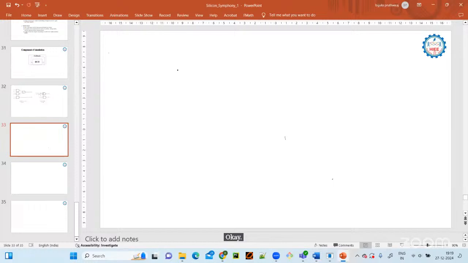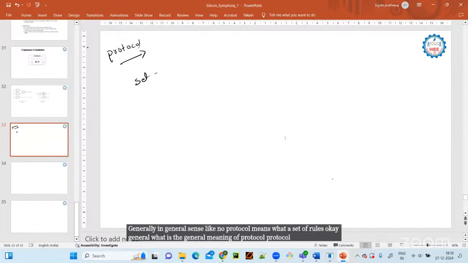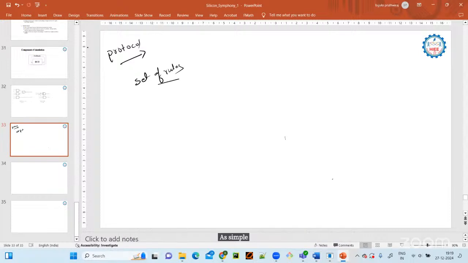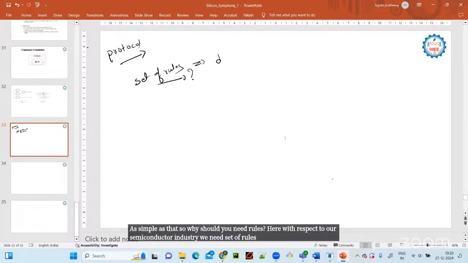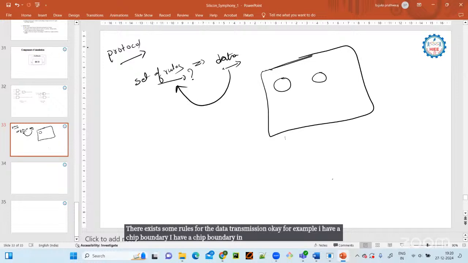So what is a protocol? In the general sense, protocol means a set of rules. What is the general meaning of protocol? Protocol is nothing but some set of rules, as simple as that. So why do you need rules? With respect to our semiconductor industry, we need a set of rules to transmit data. If you want to do data transmission, you cannot do it as per your wish. There exist some rules for data transmission. For example, I have a chip boundary. In this, there are many modules.